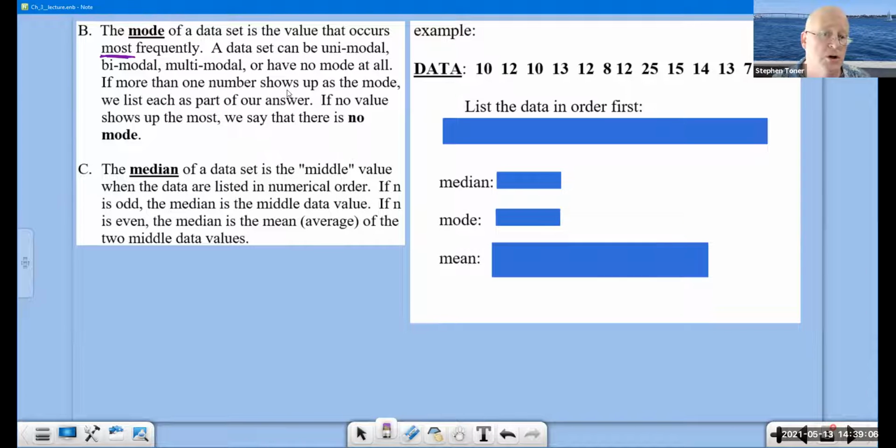If one number shows up as the mode, we list it. If more than one number shows up as the mode, we list each of them as part of our answer, and otherwise we say no mode.